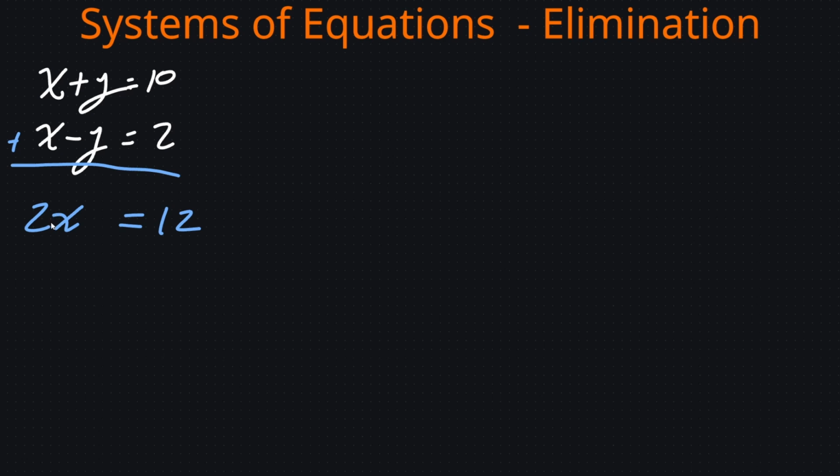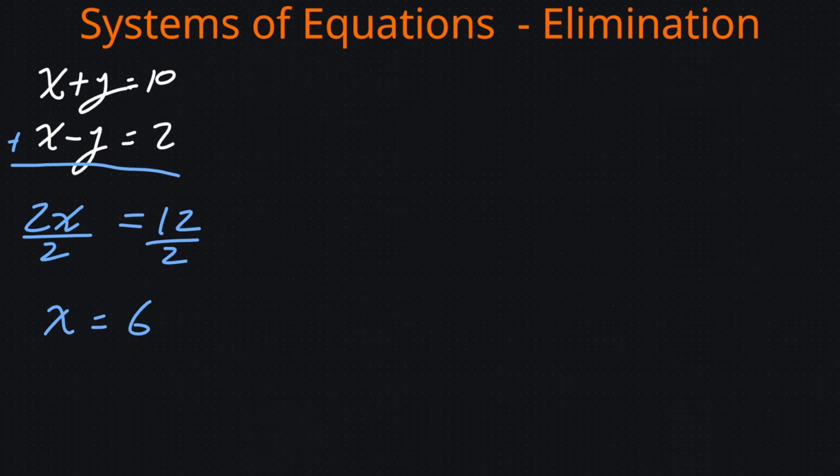Now I could solve for x like I'm used to by dividing by 2, because it's the opposite of multiplication, over 2, over 2. And I get that x is equal to 6. Now, this is good. However, earlier I stated that solving a system means to find the x and y values that are true for both of them. So how am I going to find a y value? I only have an x value.